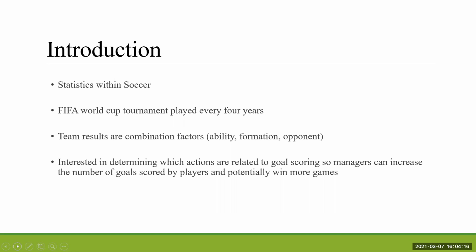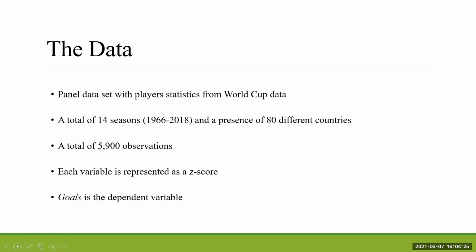The pre-approved data set we used was the 538, which had various aspects of player performances, which are passes, touches, goals scored, and others. The data set we used was from the tournaments for the past 14 seasons, from 1966 to 2018, which gave us 5,900 observations. And we were able to convert most of these player-specific observations into z-scores. The z-score is calculated by taking away the mean from the individual observation and dividing that by the standard deviation, and that generally tells us how far from the mean a data point is.